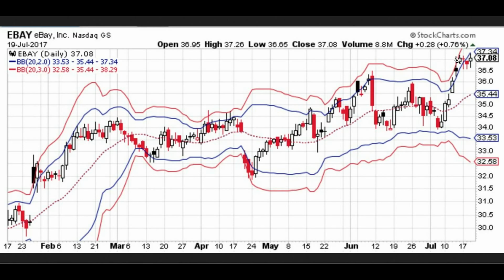So check that out. Put on not just the standard settings, the 2 standard deviation Bollinger Bands, but throw up the 3 standard deviation Bollinger Bands if you want to use this double Bollinger Band strategy.